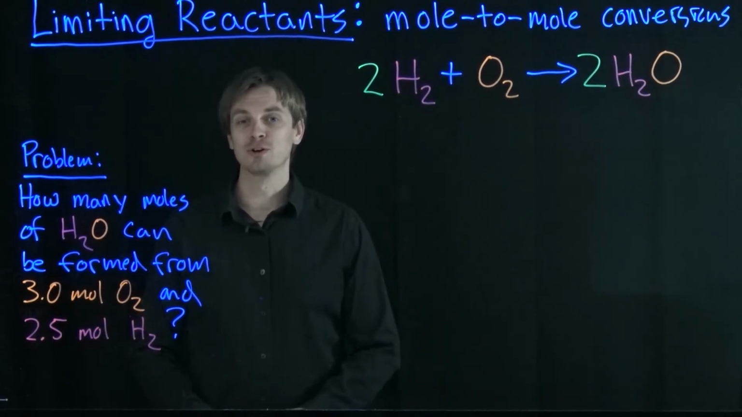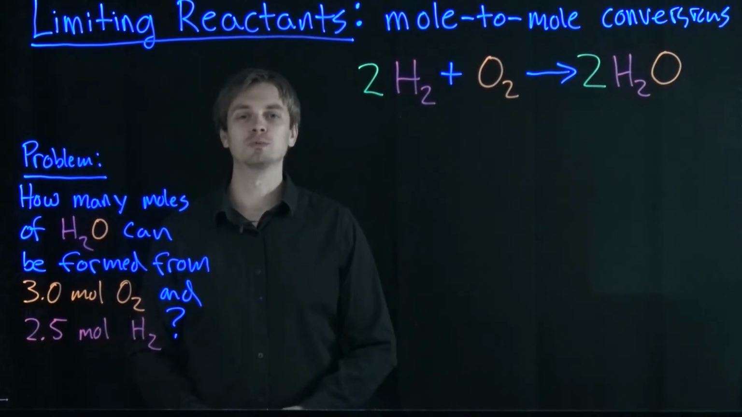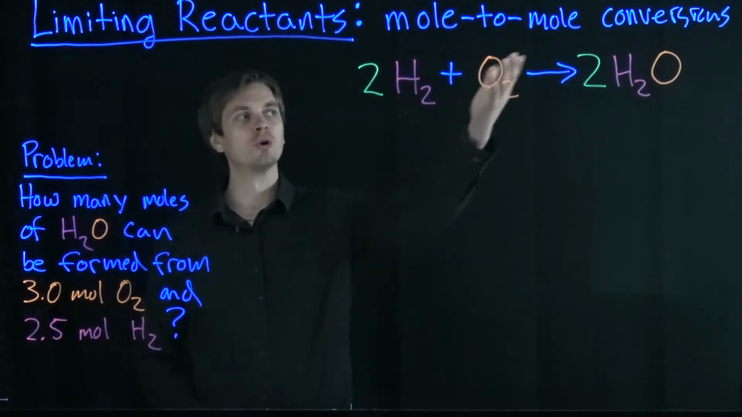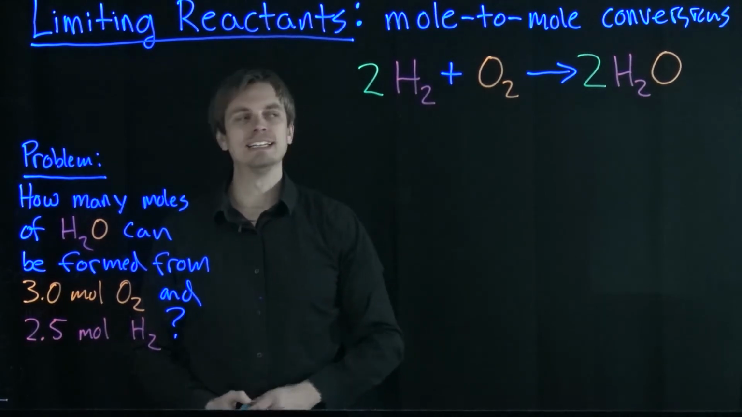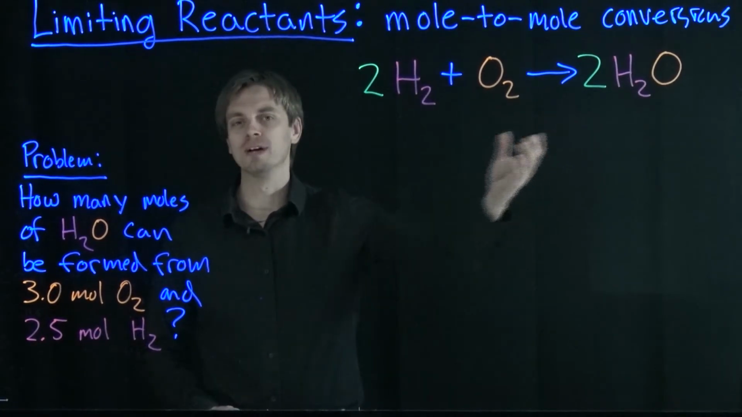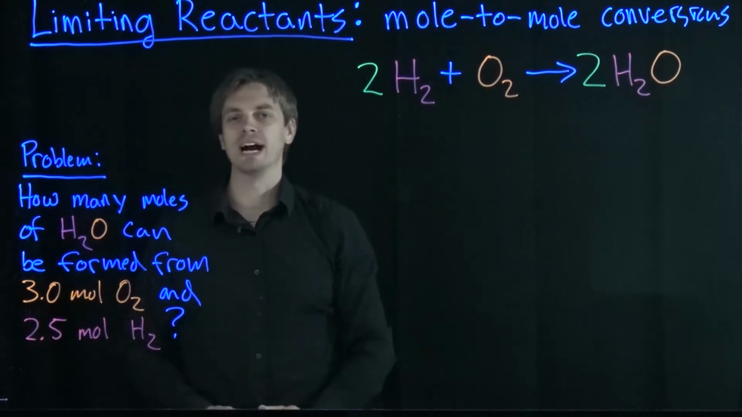Welcome to our third video on the Limiting Reactants mini-series. In this video, we're going to explore how we can use mole-to-mole conversions to essentially determine how much product we're going to form given a fixed amount of two reactants.